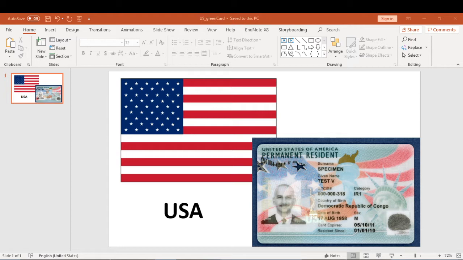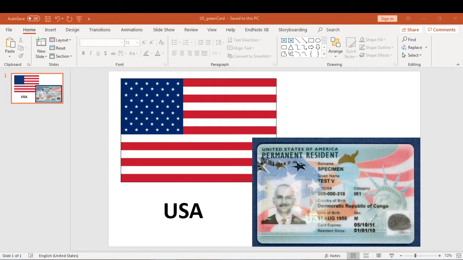Today, I would like to show you how to apply for a green card to the United States. This picture shows, on the left, the flag, and at the bottom right, a sample of the green card. Sometimes we also call it permanent resident.